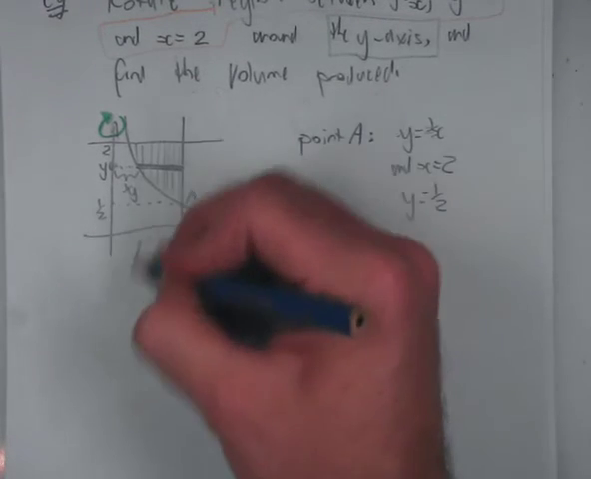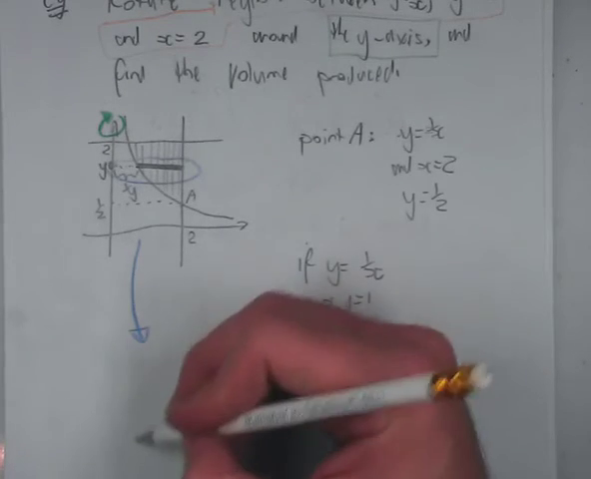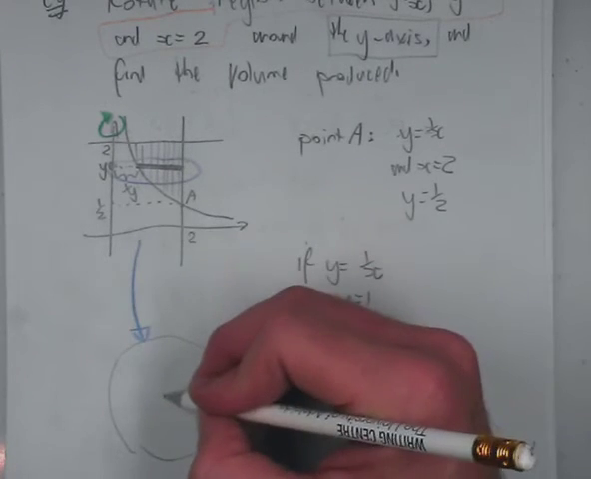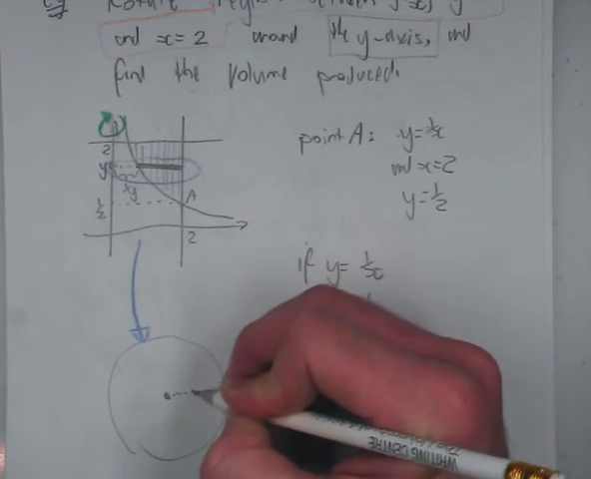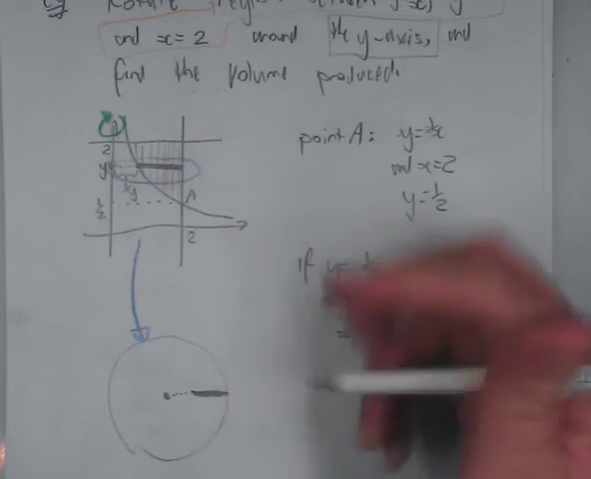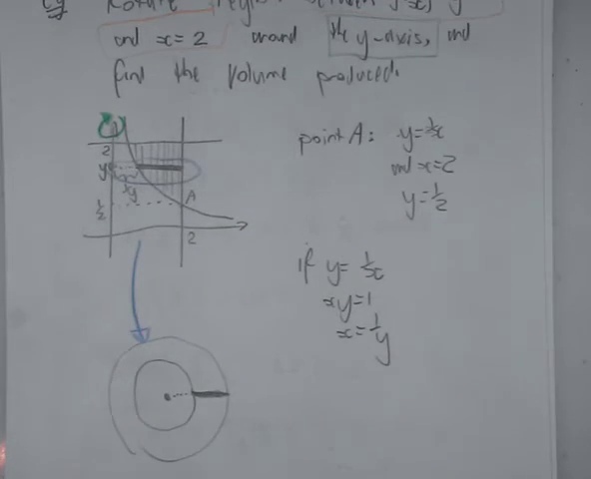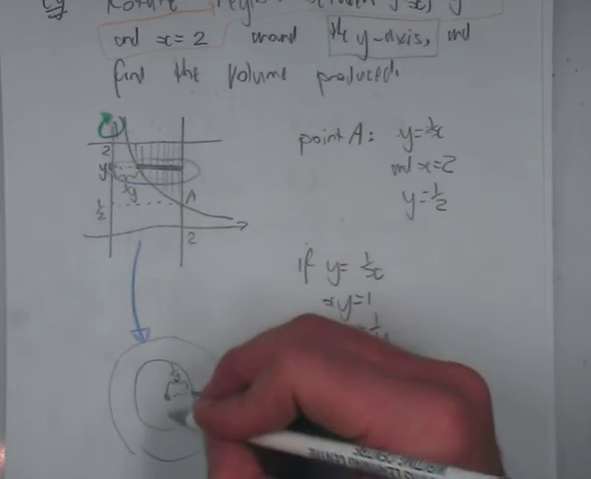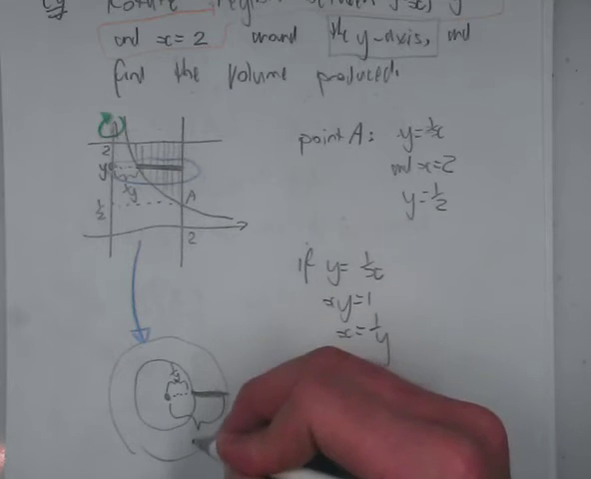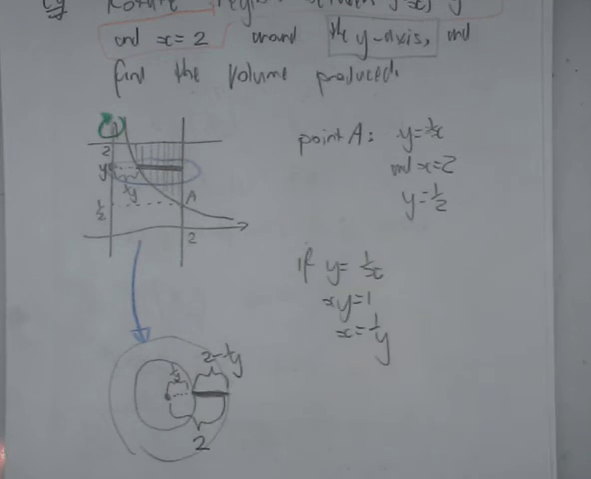So my line is going to become a circle. The centre is here. So that's my line that's there. And I rotate it around the y-axis to produce a circle with a hole in it. And this distance here is 1 over y. And this distance here is 2. And this distance here is 2 minus 1 over y.